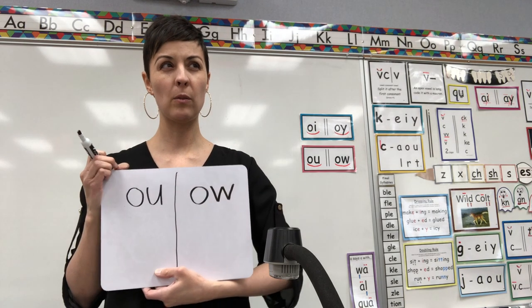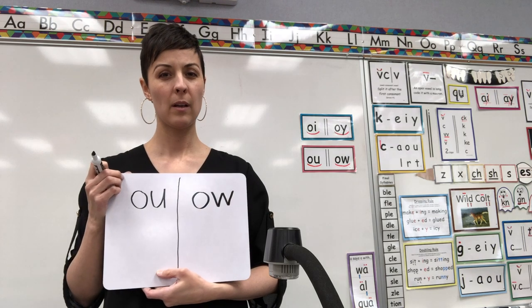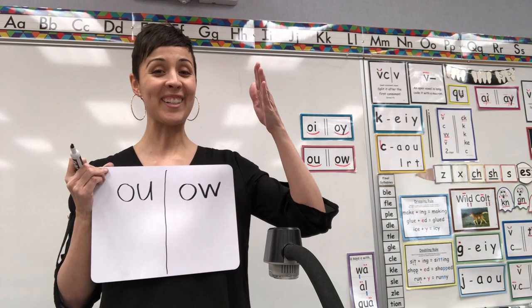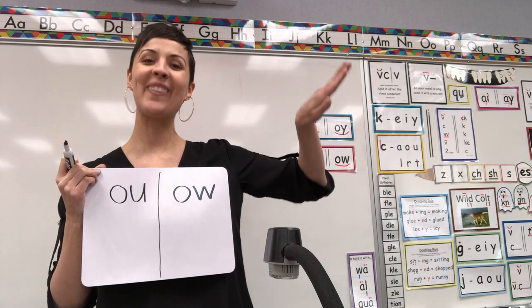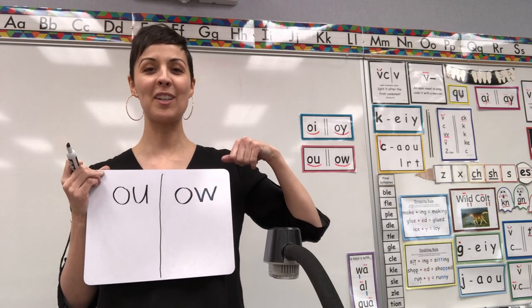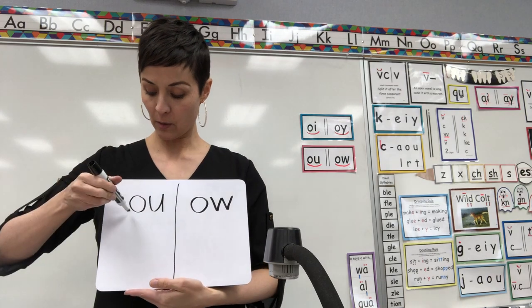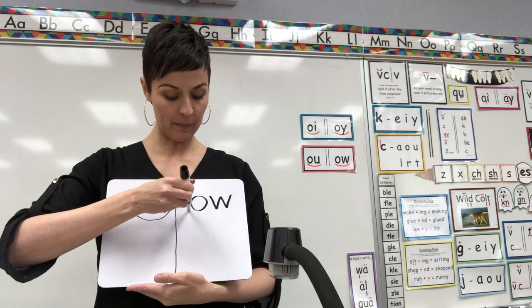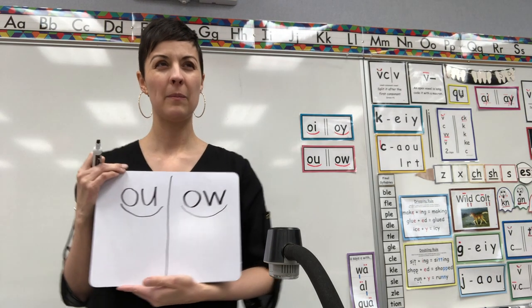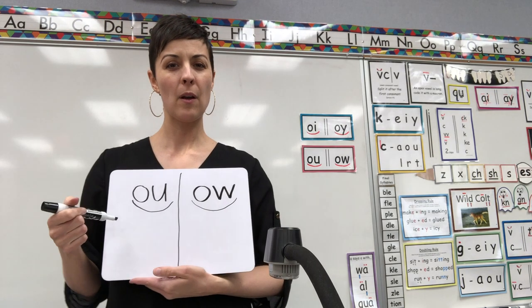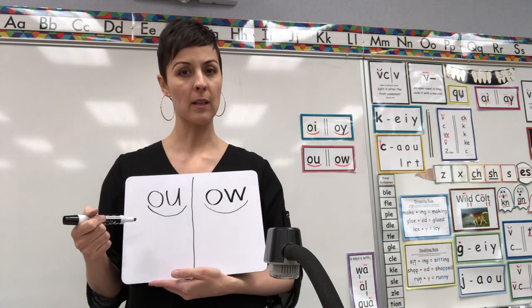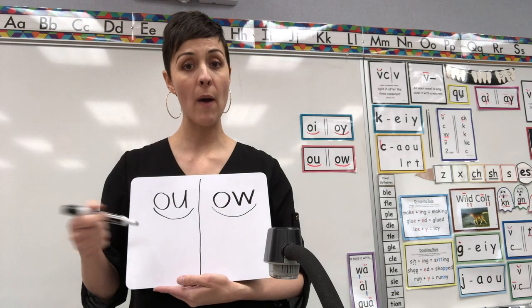Okay, without me helping you, do you remember how to code it? Do you know what we do? We have to arc the diphthong. You got it. We do it. We have to arc the diphthong. Yep. So let's go ahead and arc both diphthongs. And do you remember which picture reminds us that OU says ow, ow, ow?